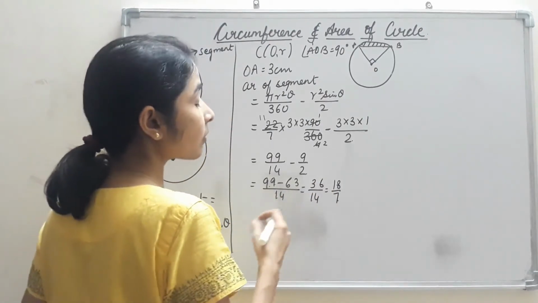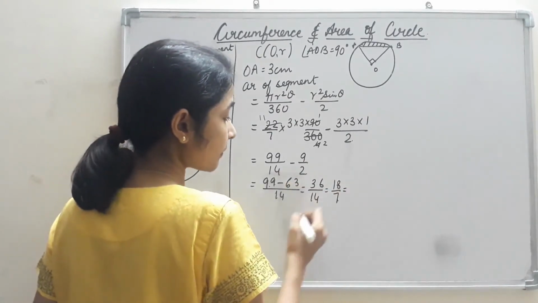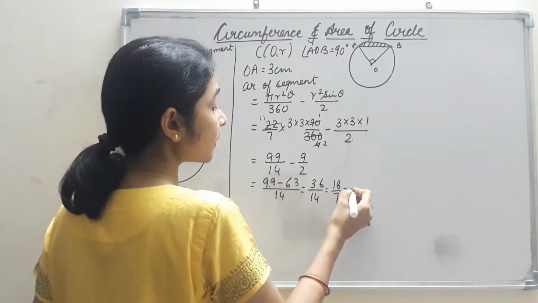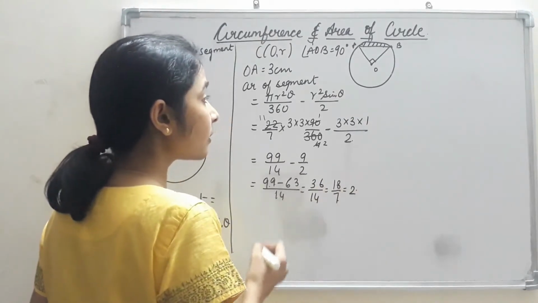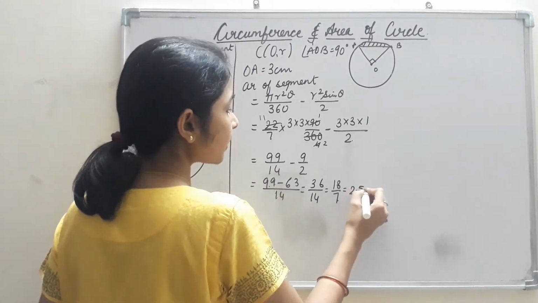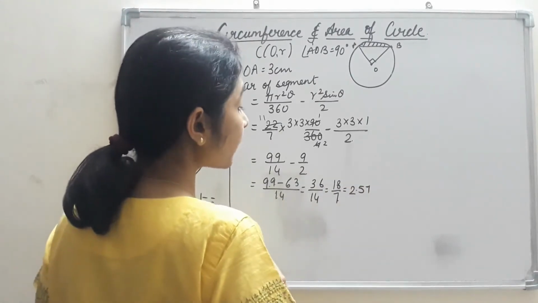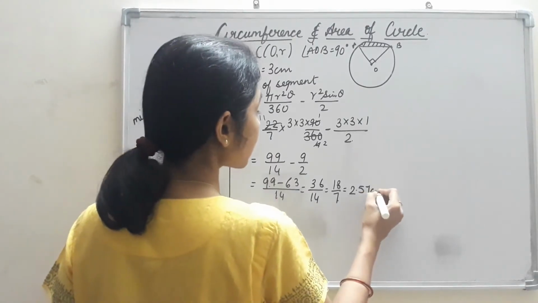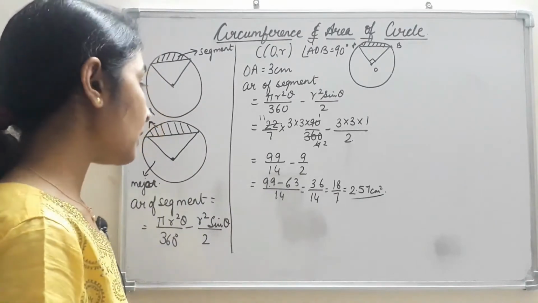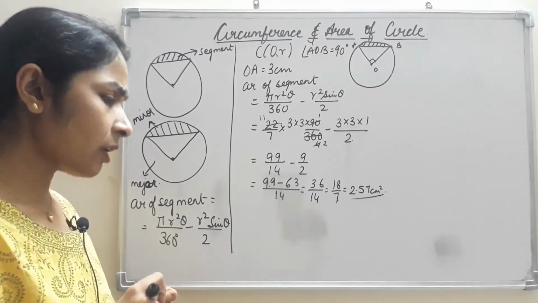We can simplify it into a mixed fraction or as a decimal. So here, writing in decimal, 7 2s are 14 and 4 remains. So 7 5s are 35 and 7 7s are 49. Like this we get 2.57 centimeter square is the area of the given segment. Now this was a simple question related to area of segment.